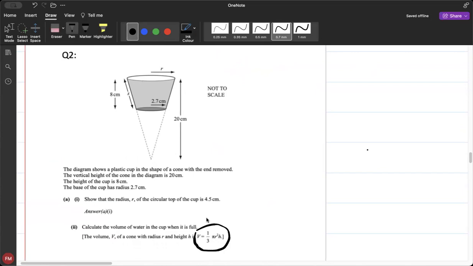So now it says the diagram shows a plastic cup in the shape of a cone with the end removed. The vertical height of the cone is 20, and similarly, the height of the blah, blah, blah. They're asking us, show that the radius is equal to this. Now, you need to realize something. Mensuration is not just going to be based on mensuration.